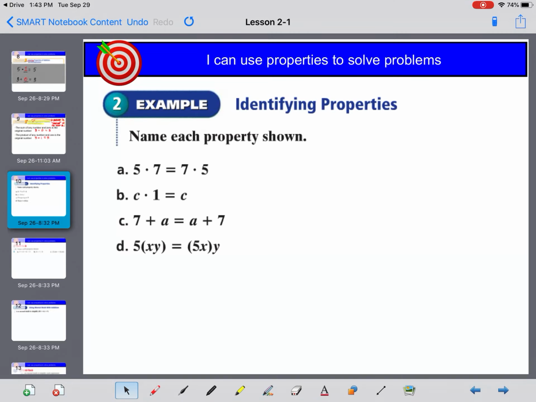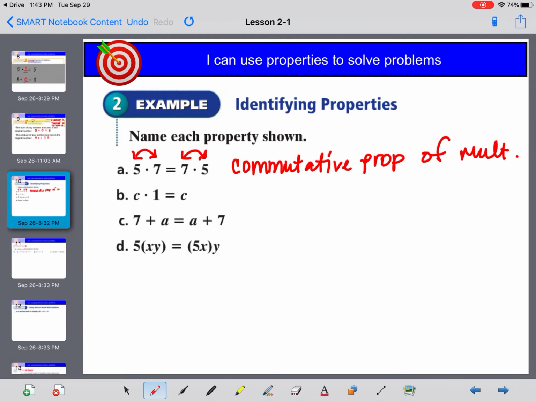All right, so the first thing that we're going to do here is name each property. Try to do these on your own. So pause the video, try to do them on your own, and then come on back and compare what you get to what I have. All right, the first one, I have 5 times 7 equals 7 times 5. The only difference is that I have switched the order. When you switch the order of the numbers, that's the commutative property of, and then you name the sign of multiplication.